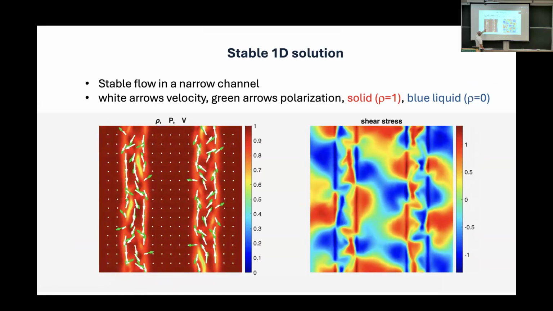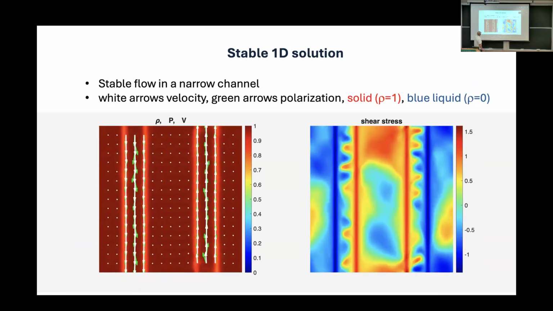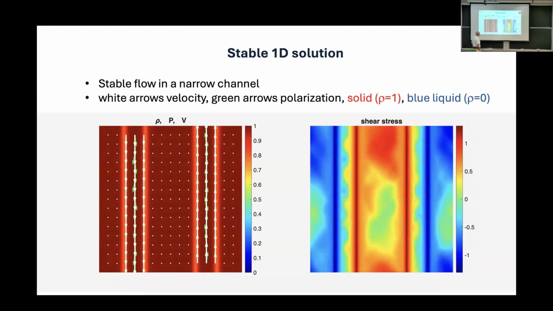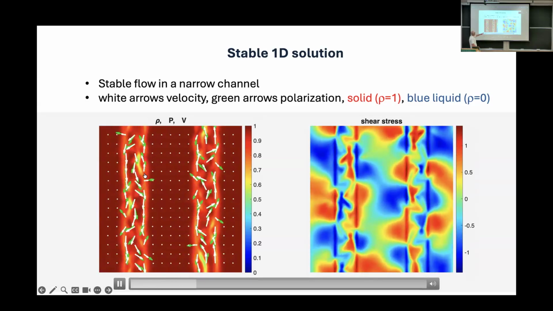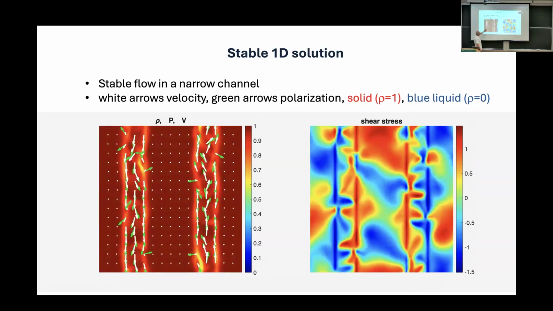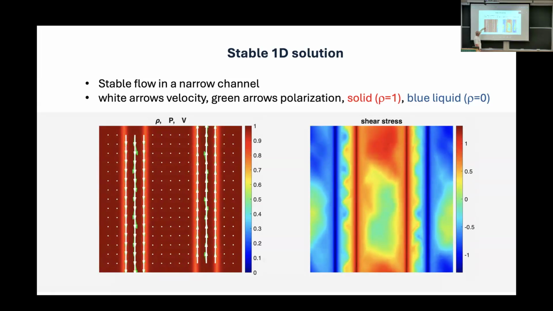And white arrows are velocity vectors, and green arrows are polarization vectors. And red, in all other videos, would correspond to order parameter 1, and blue to order parameter 0. So you see that starting from, I can play it again. We started from random initial conditions, and after some time, the flow self-organized in such a way that all cells go in the same direction, and velocity and polarization are strongly aligned.